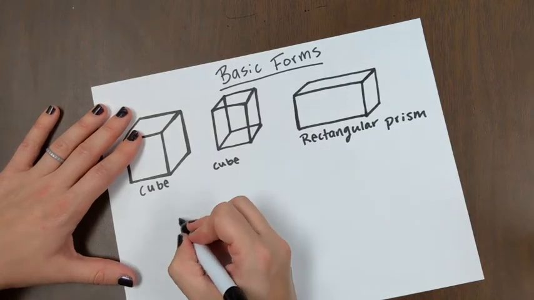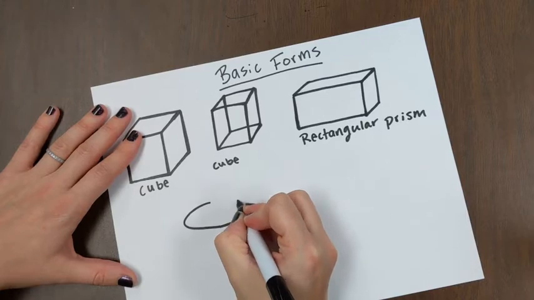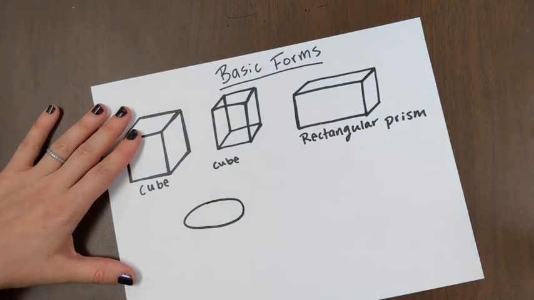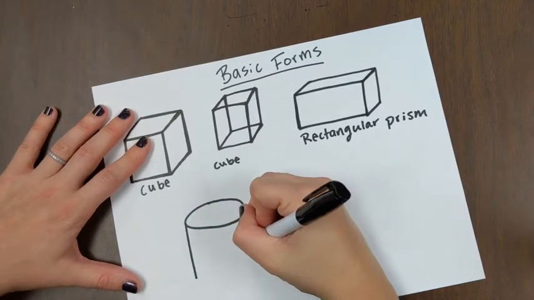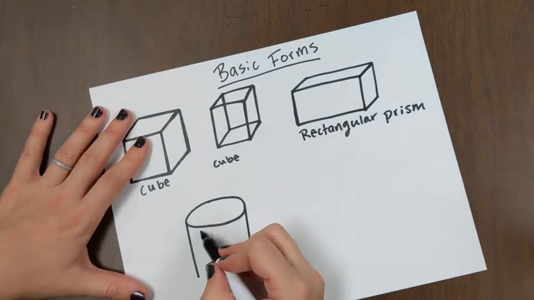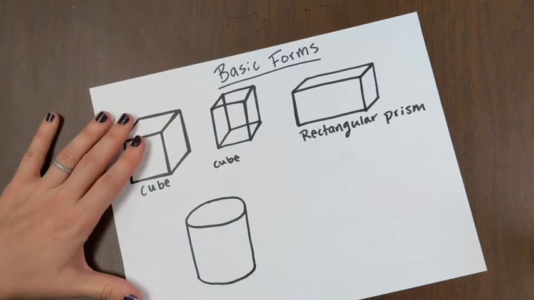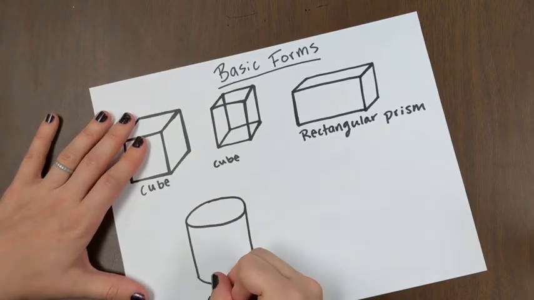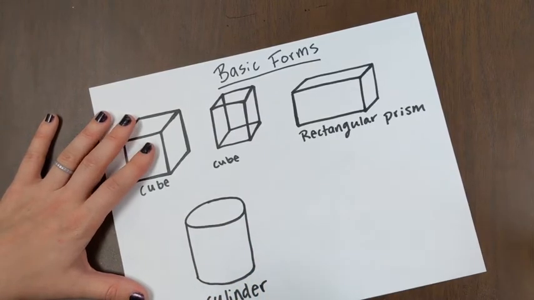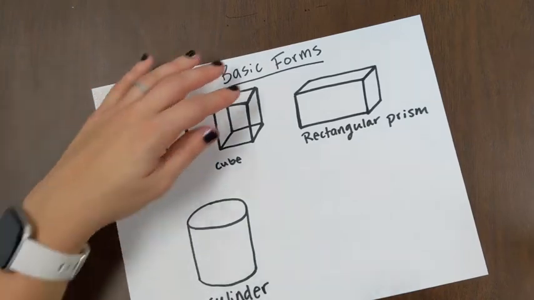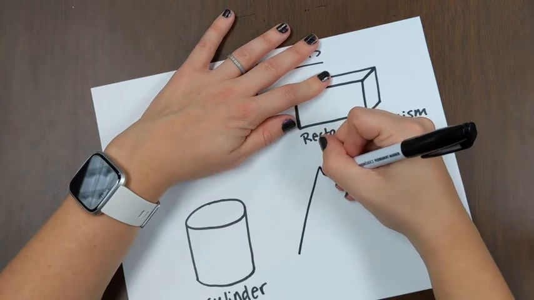All right, let's see what other basic forms we can draw. I'm going to do a cylinder next. So I'm going to start with an oval. My oval is definitely not perfect. But from the edge of the oval, I'm going to draw a straight line. The top is curved, so the bottom would be curved too. If you were going into your pantry and you found some cans, those are cylinders. They're rounded. Yay.